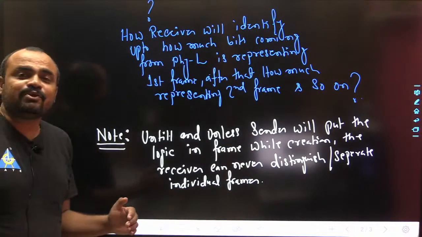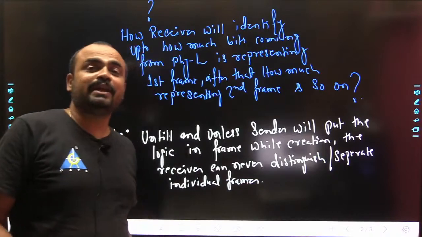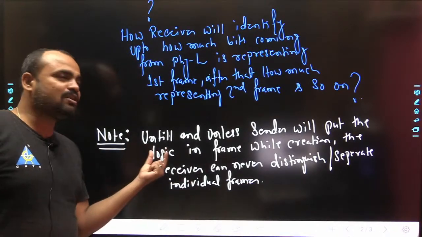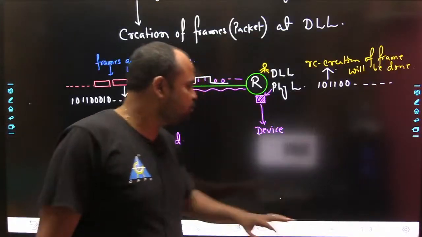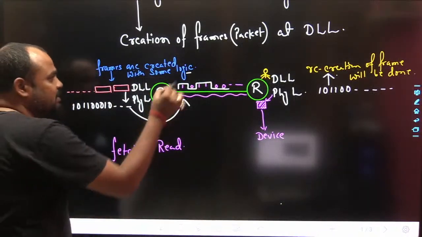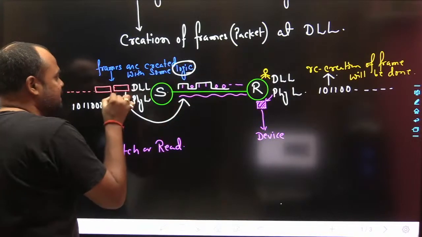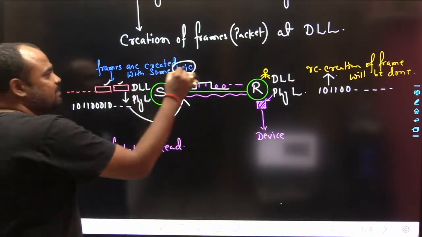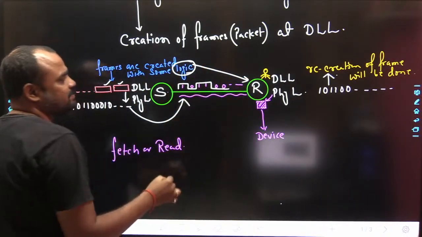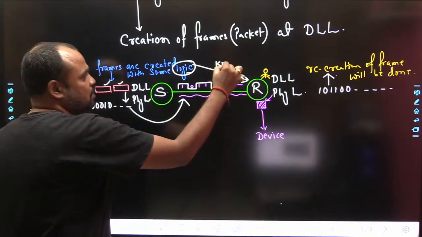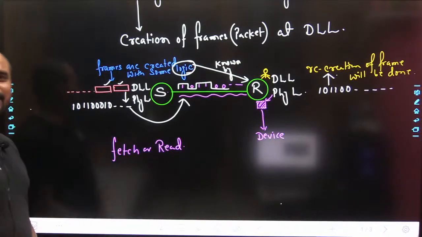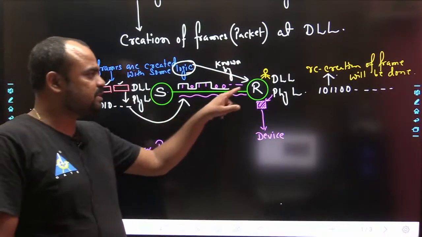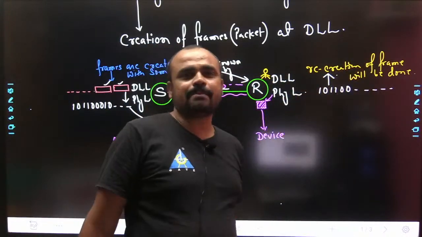And the receiver would be able to distinguish the frame if and only if this logic is also known by the receiver. So my dear friends, whatever logic the sender uses to create all these frames, the same logic should be known by the receiver. Are you getting my point or not? Only in that situation would the receiver be able to separate the frames.